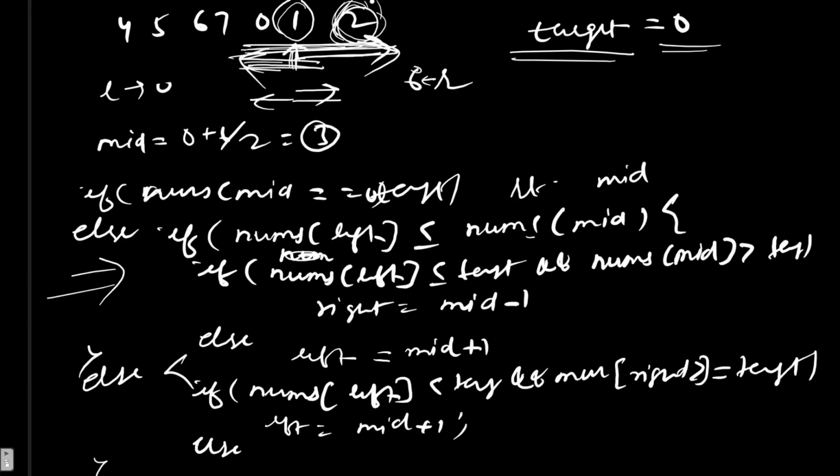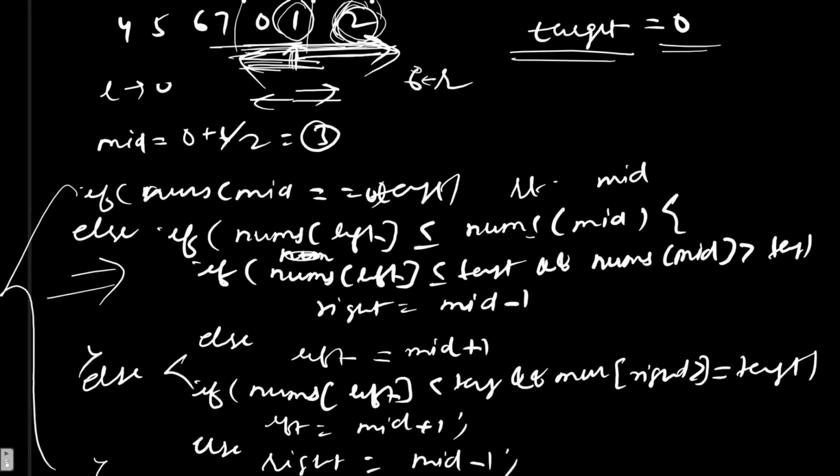When this condition is not true, that means our element is not present in the right part, so we only have to check the left part, so we go towards left. So we have to do right equal to mid minus 1. Okay, and this is the algorithm that we have to follow. Let's do a dry run and try to find the answer for this condition.